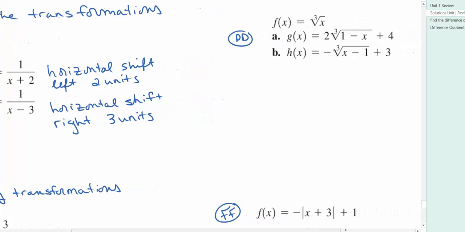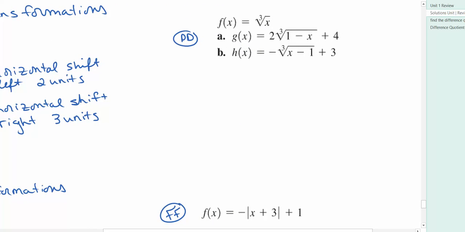All right, this problem has a lot of different things going into it. What you might want to do is rewrite this one as 2 times the cube root of, I'm going to factor the negative out, and then I'm going to say that would be x minus 1 and then plus 4. And you can kind of convince yourself that that's the same thing. So then on A, what is it that we're looking at? Well, a negative, let's see, this is a cubic function. The minus 1 is going to shift it left 1, I'm sorry, right 1 unit, so we have a shift right 1 unit.